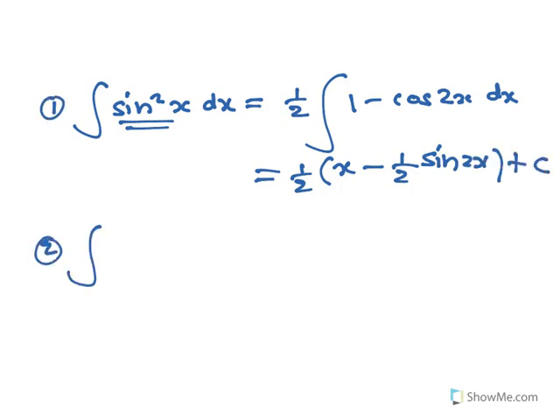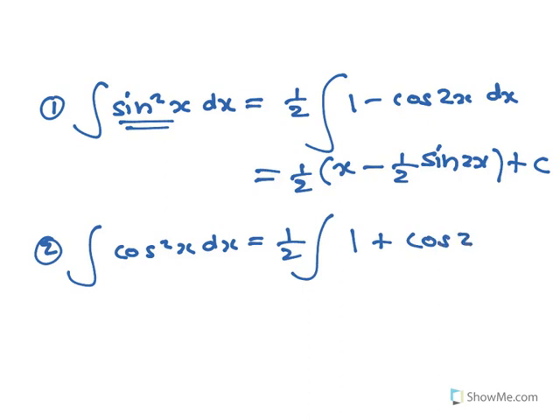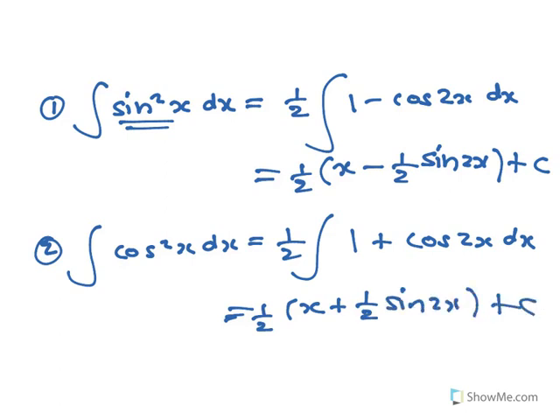Okay, so integrating cos squared x dx, very similar. Instead of having a minus in the middle, you just have a plus, so it's like that. So that's 1/2 x plus 1/2 sine 2x plus c.